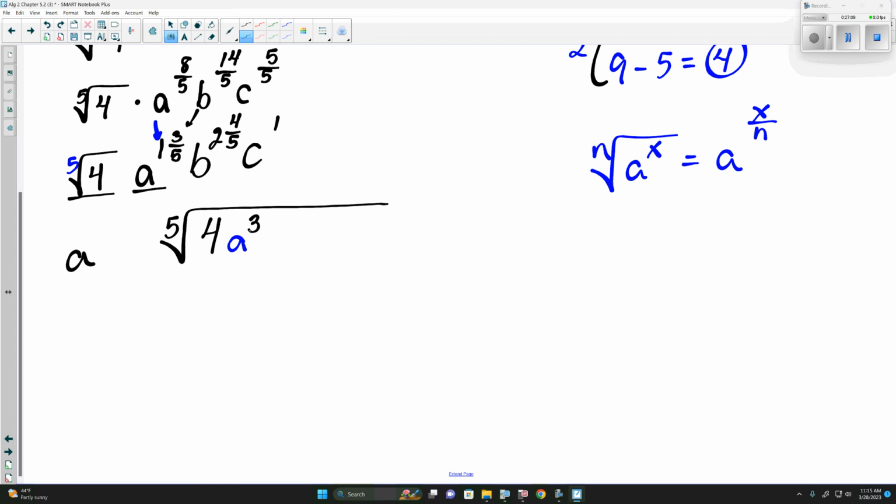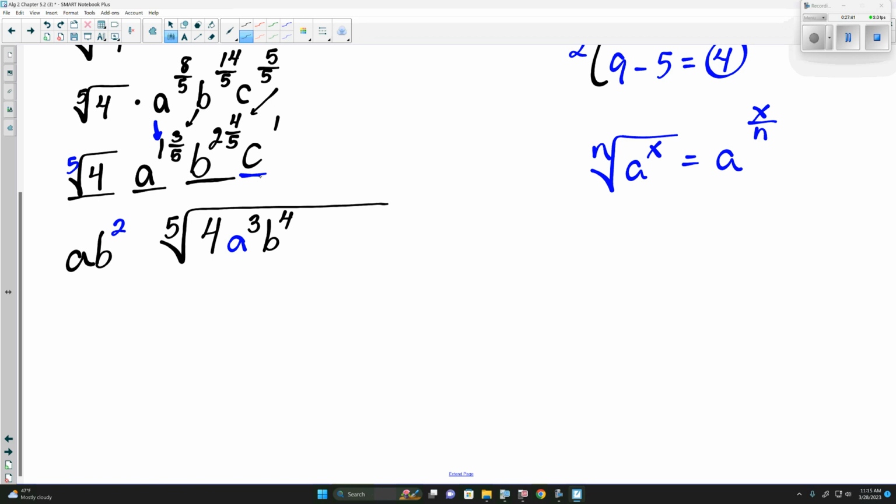Let's look at b. How many b's would come out of the radical? 2, because our whole number is 2. And how many will stay inside the radical? Our fractional exponent is 4/5. So we would have b to the 4th, because the denominator 5 is our index, our root, and that's our 5th root.